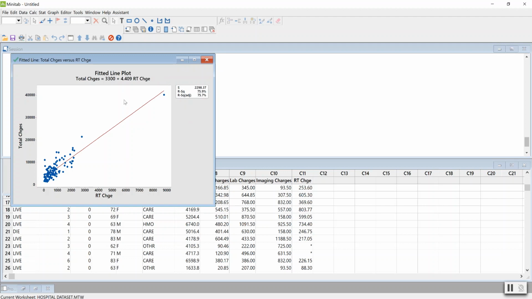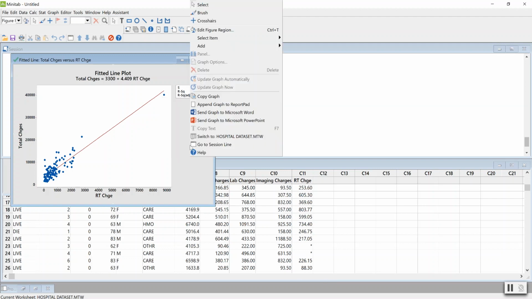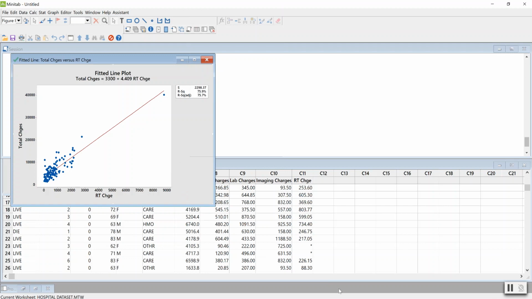We have seen this plot before, and we can see that this is approximately also a positive linear trend. We can see an outlier somewhere here. This is the case where the total charges on the far extreme is about $40,231, and the respiratory charge for this individual was $8,792.50. So this is a linear relationship, definitely. And we can also copy this and take it into your report.